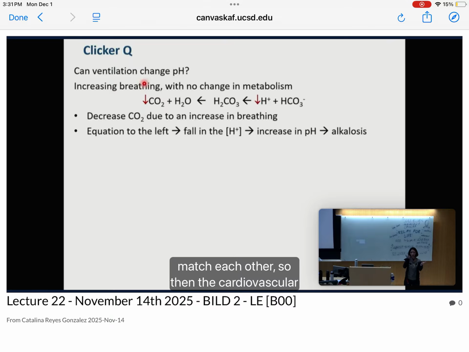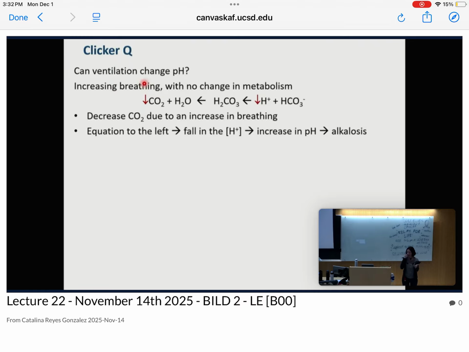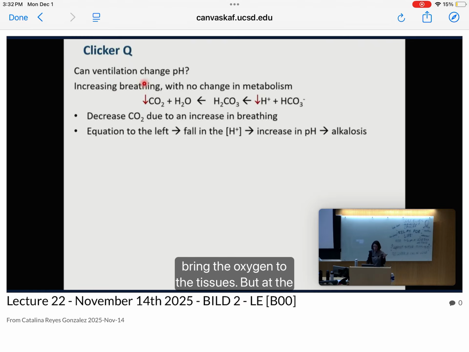So then the cardiovascular system is going to pick up all that oxygen, increase perfusion to take that to the tissues, to bring the oxygen to the tissues. But at the same time, because you're increasing perfusion, you're bringing more CO2 to the lungs, and you're breathing more, you're exhaling more CO2. So I'm just going to say here, just to give you numbers, I think is easier to visualize.